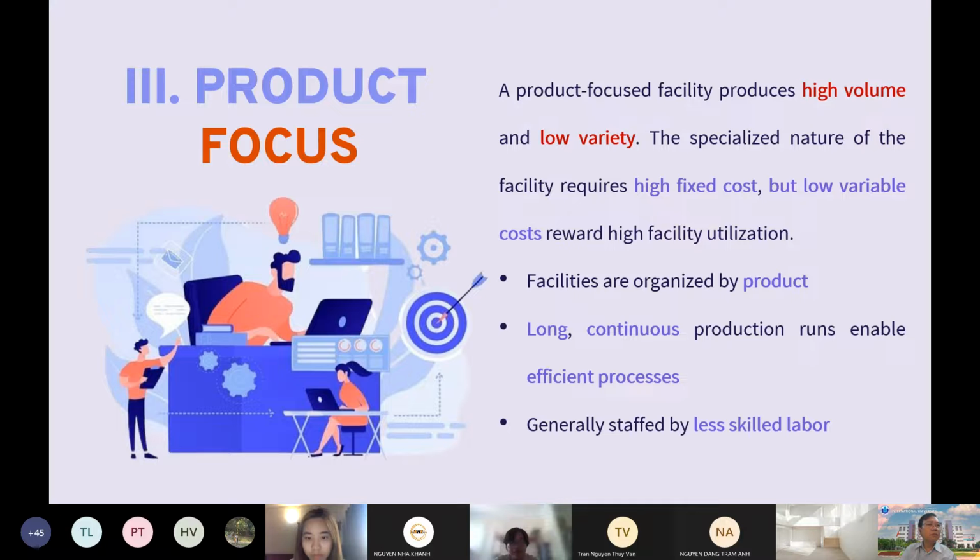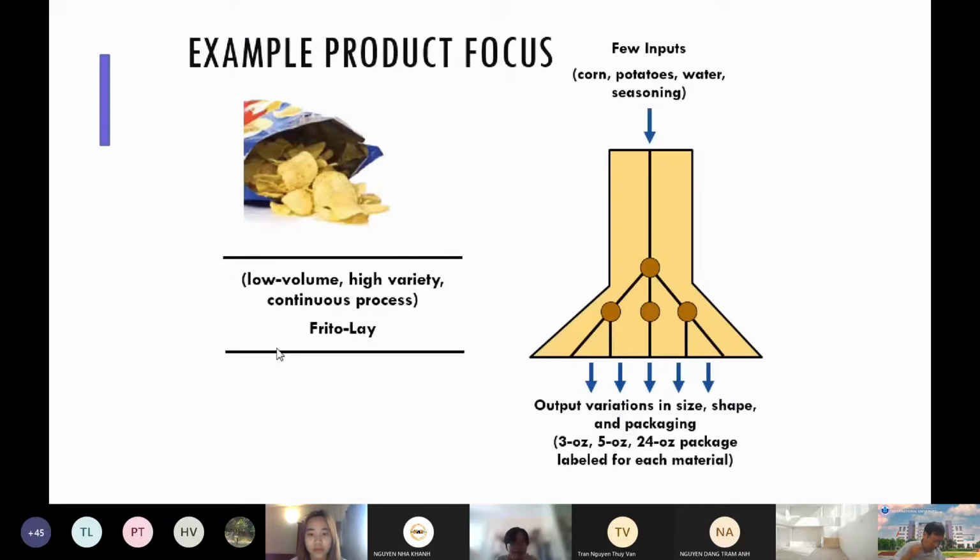The third strategy I want to introduce is the product focus. Here, facilities are organized by product, and we are able to produce in high volume but low variety. The production sites are often staffed by less skilled labor, and there is also a high fixed cost below variable cost. For example, the product focus is Frito-Lay making potato chips, with very few inputs like corn, potatoes, water, sauce, and the output variations may involve changes in packaging.